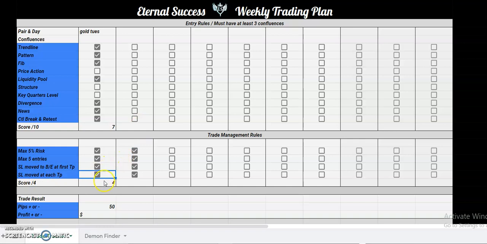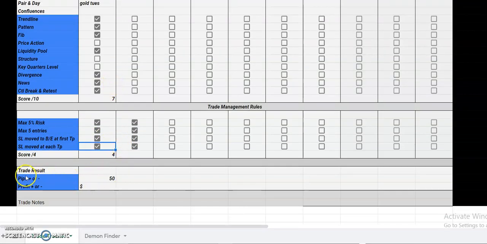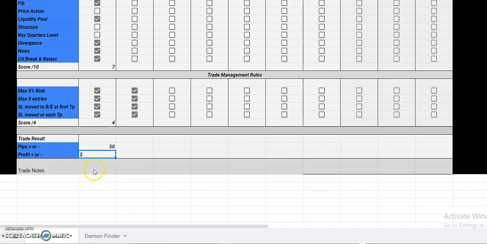If you score your trade 4 out of 4, great. After the trade is done, you need to put in your pips. So for example, if you got 50 pips, and then over here your profit is in dollars or in rands, okay? You need to put that down. Then your trade notes, you put in here, I cheated, etc. So you didn't stick to your rules. And you make a note after every single trade, guys.